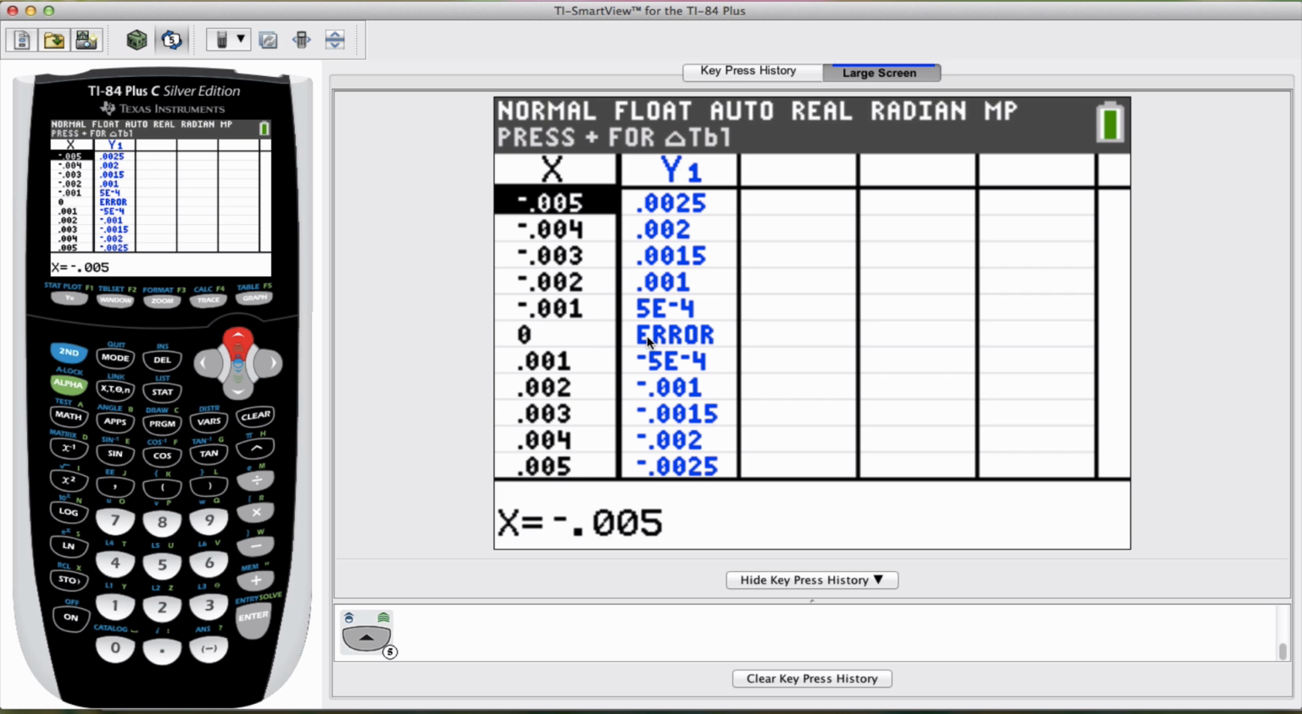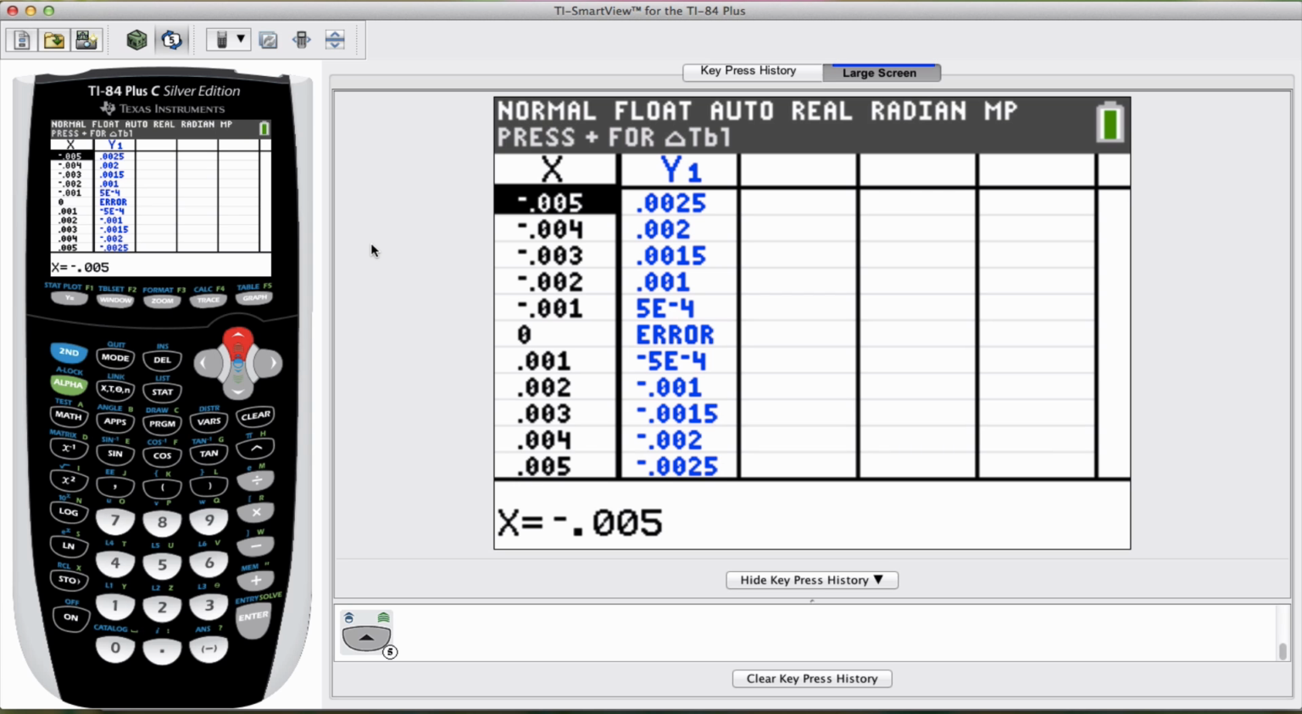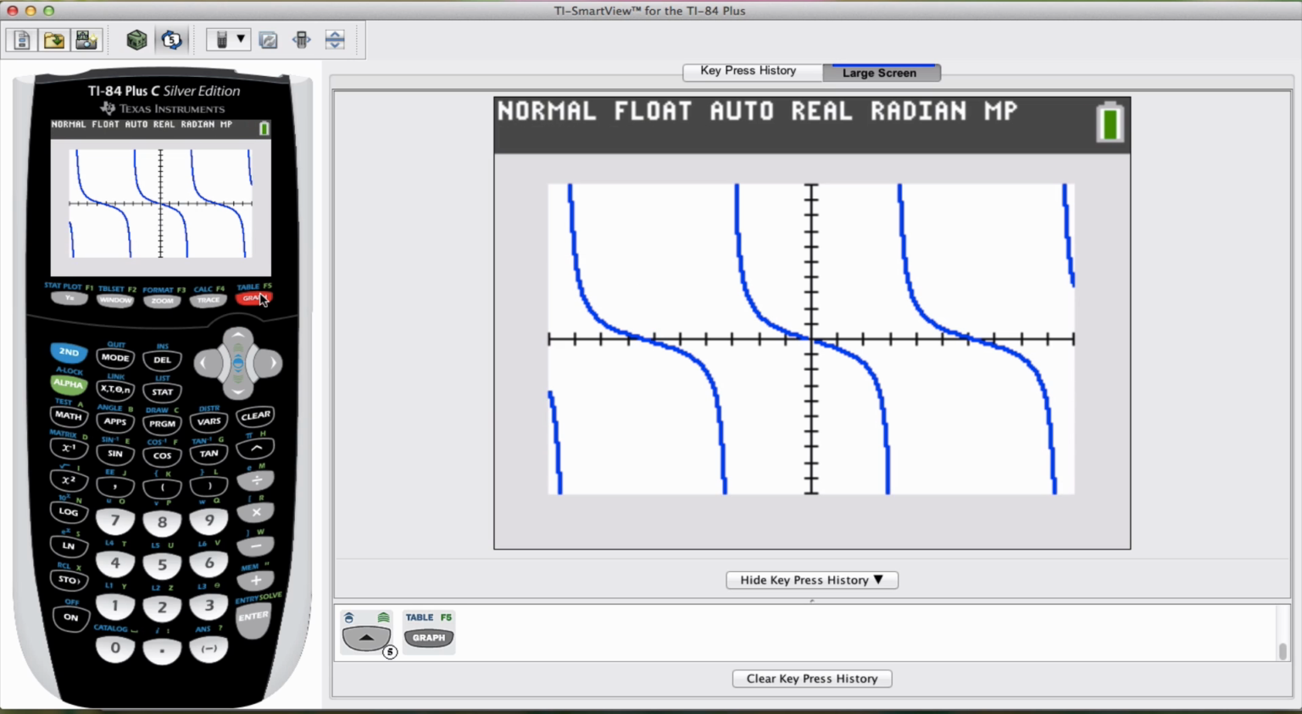And what we see here is that values to the left appear to be reaching 0. Remember, this means 5 times 10 to the negative 4th power. Values to the right appear to be approaching 0. So I'm thinking that 0 is our limit here. Now, if I wanted to look back at my graph, if I press on the trace, okay, notice that this is giving me an x value and then a y value.